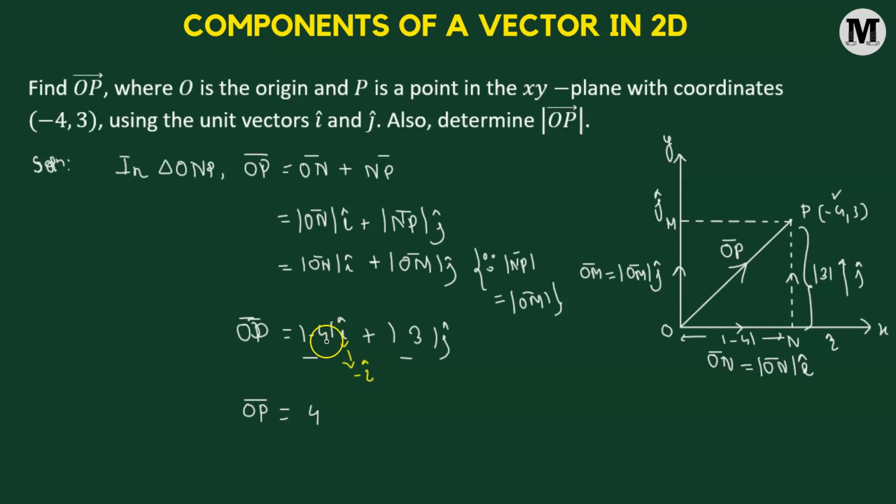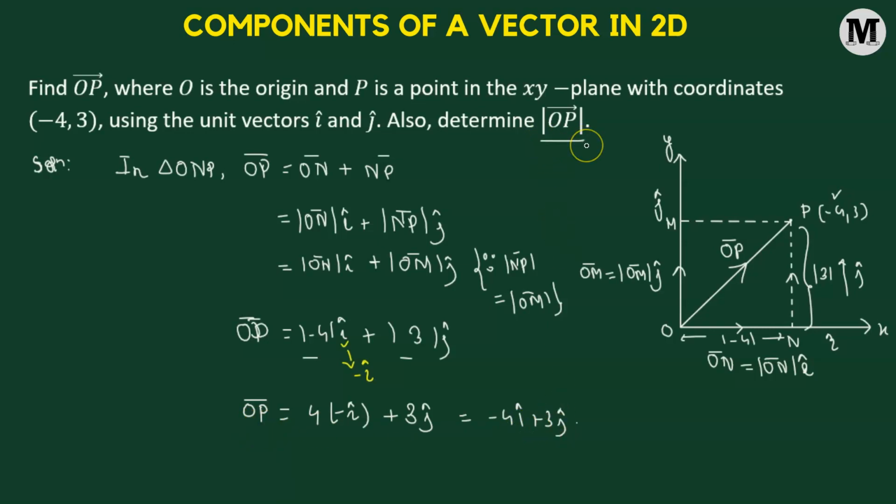Here we're considering the magnitude, so that's +4, but i cap is going to be replaced with -i cap, indicating that we are along the negative x-axis. Plus magnitude of 3, it's simply 3 times j cap. We don't have to worry about j cap because j cap is going in a positive y direction. So finally, the vector OP is given by -4 i cap plus 3 j cap. So that is our vector OP. So this is done. We have successfully expressed our vector OP in terms of i cap and j cap.